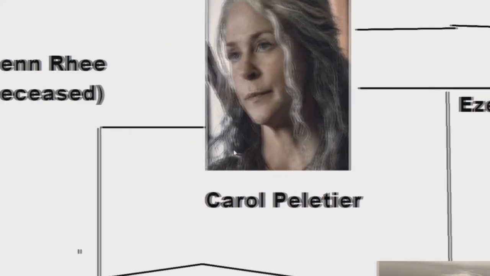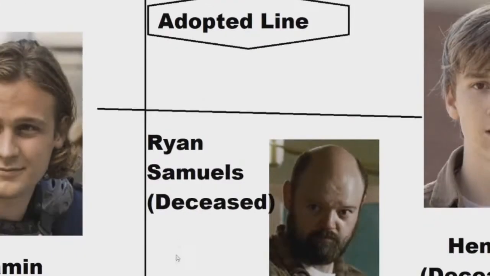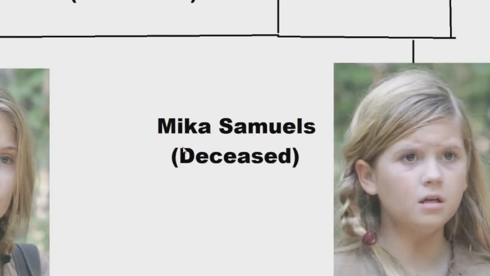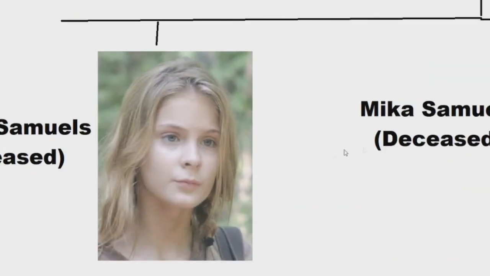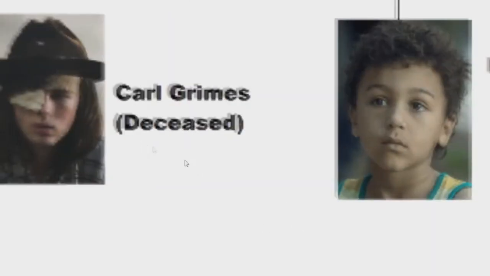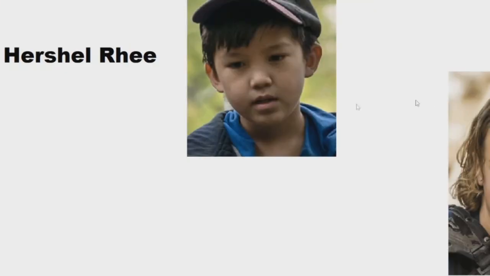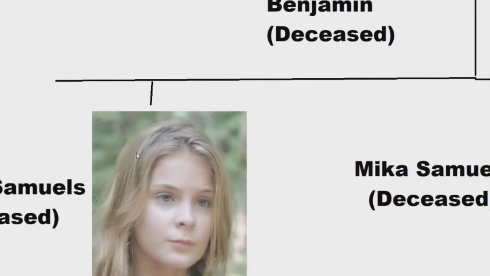Now, Carol in season 4 adopted 2 girls, Mika and Lizzie, who both died in season 4. Now, Lizzie killed Mika, and then Carol was forced to kill Lizzie because at the time Carol was looking after Judith Grimes, who is here. Carol was looking after Judith and was worried that Lizzie would kill Judith when she was a baby. So, as a result of that, Carol was forced to put down her adopted daughter Lizzie.